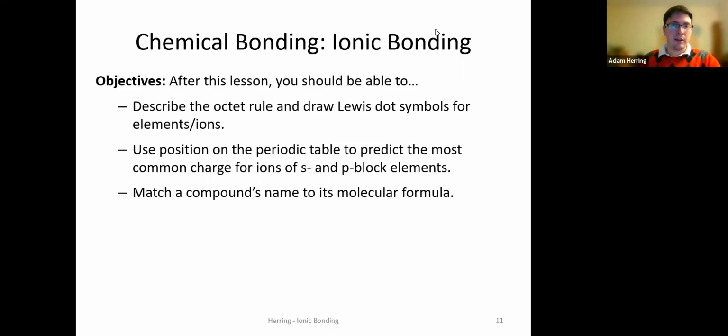Welcome back. In this video, we will continue to learn about ionic bonding. Specifically, we'll describe the octet rule and learn how to draw Lewis dot symbols for different elements. We'll also discuss how the position of a given element in the periodic table can be used to predict its charge. And then we'll learn how to match compounds' names to their molecular formulas.